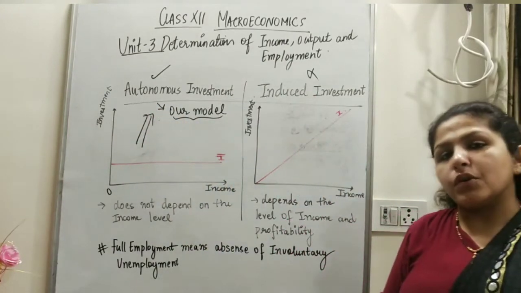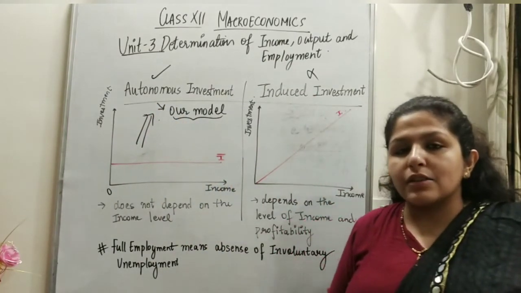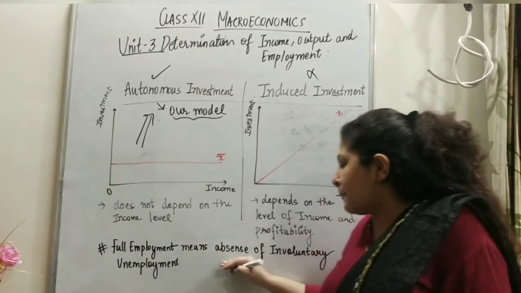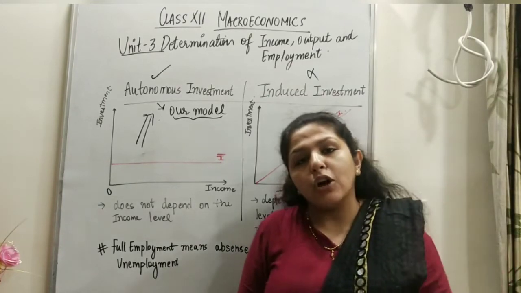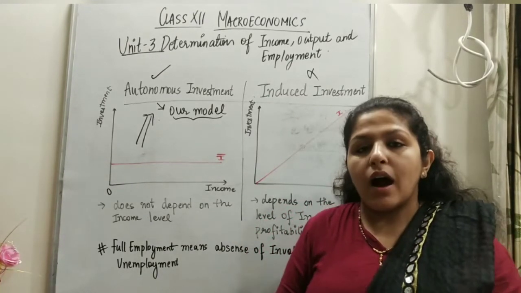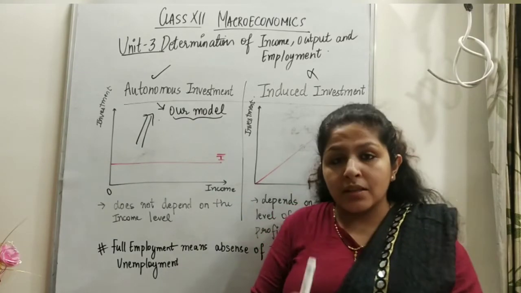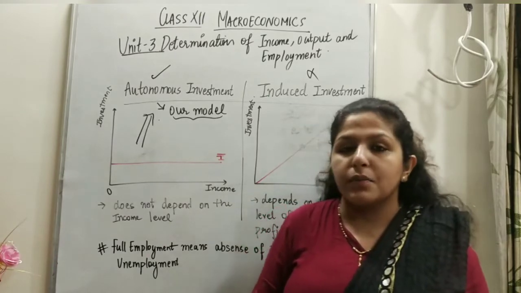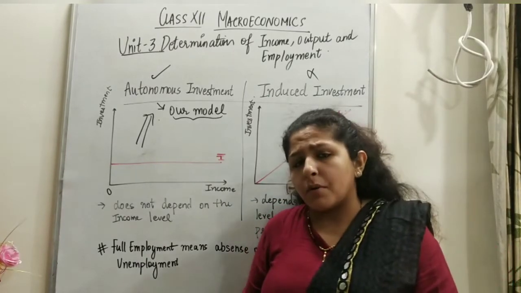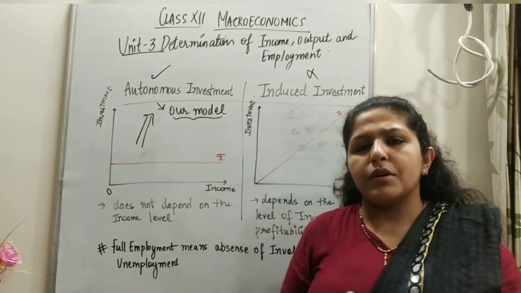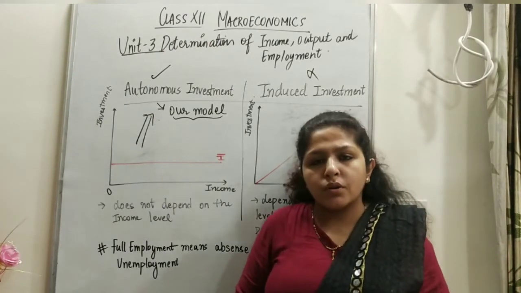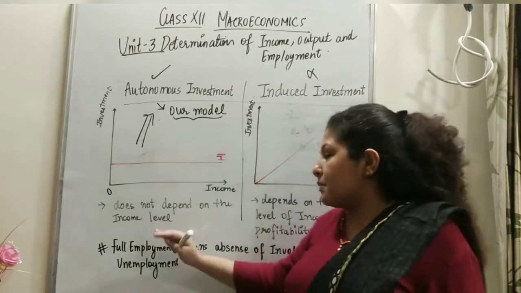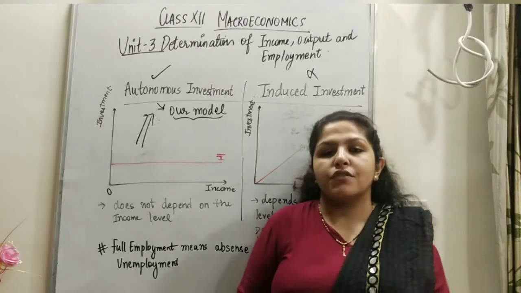One thing more, you should know the meaning of full employment here, because we are assuming that people who are willing and able to work are doing work. Full employment means absence of involuntary unemployment. That means those people who are willing and able to work are doing work at the prevailing wage rate. There is no person who is not working if he is willing and able to. Voluntary unemployment always exists. People who do not want to work will not work. So voluntary unemployment will exist in the economy, but full employment means there should be no involuntary unemployment.